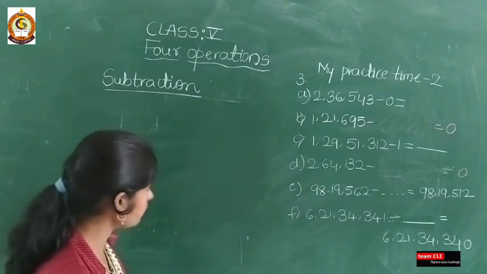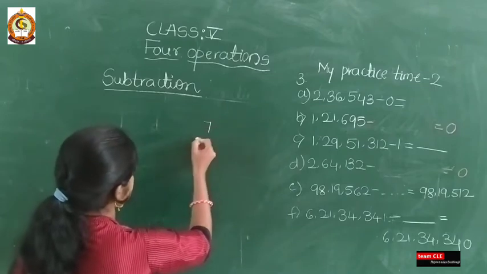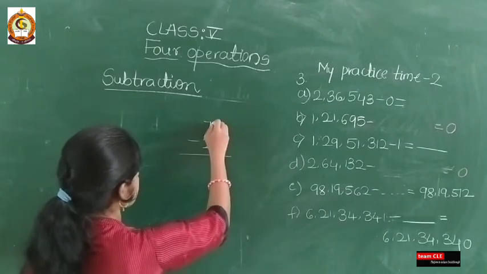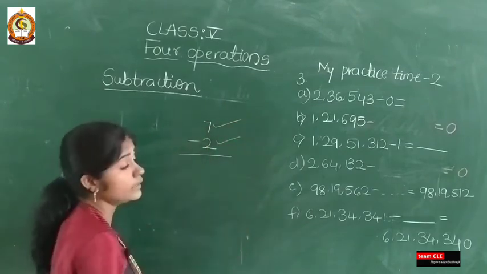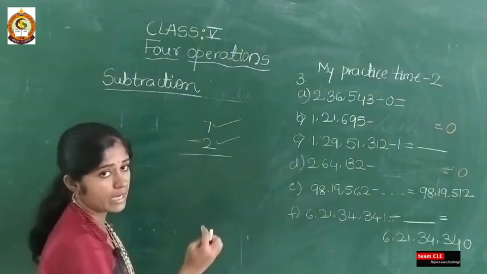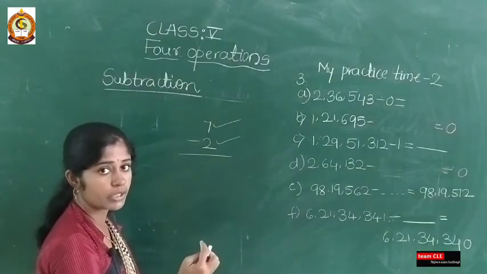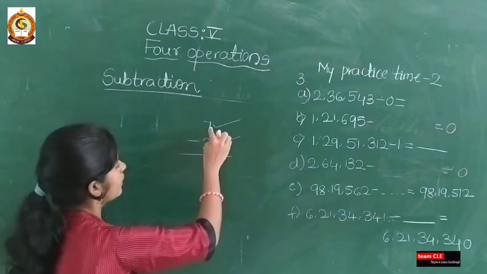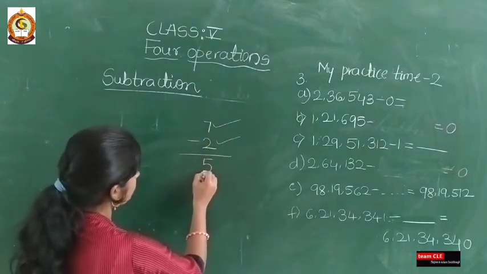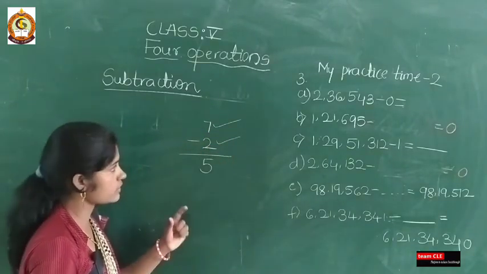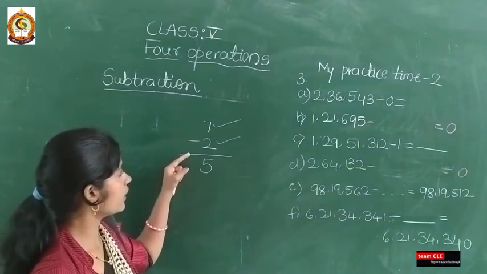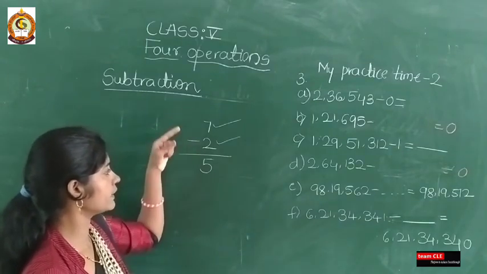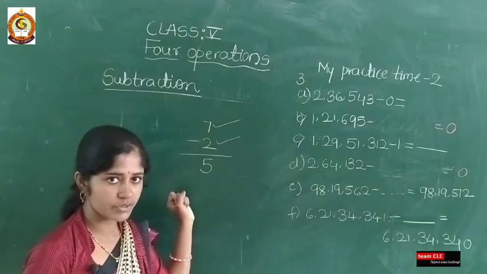Yes, so let us take one example, that is 7 minus 2. Yes, this is a larger number and this is a smaller number. Taking away a smaller number from a greater number. So 7 minus 2 is 5. So this is subtraction. Taking away a smaller number from a greater number is called subtraction.